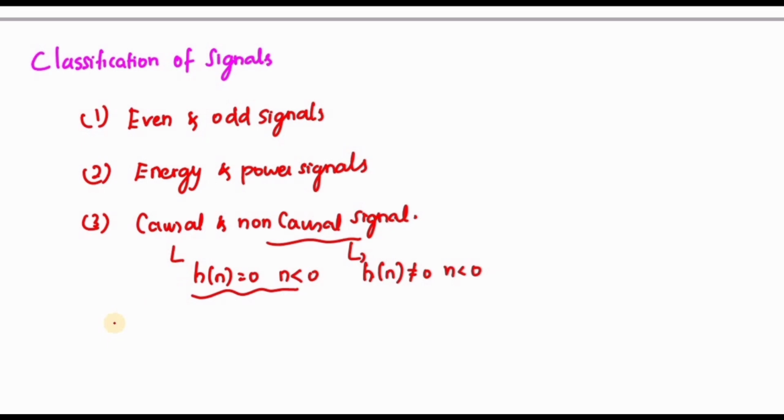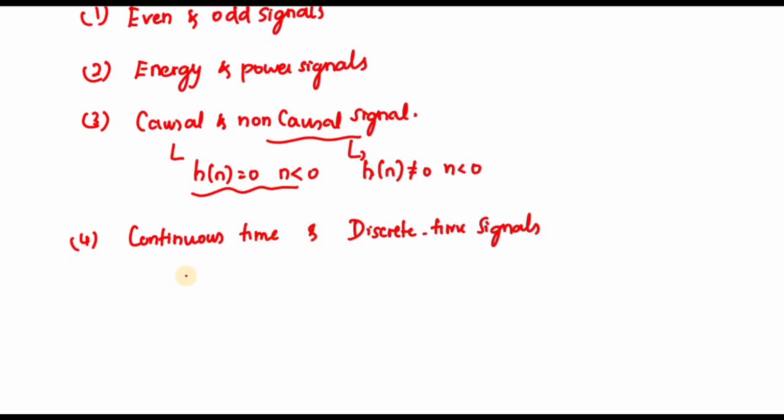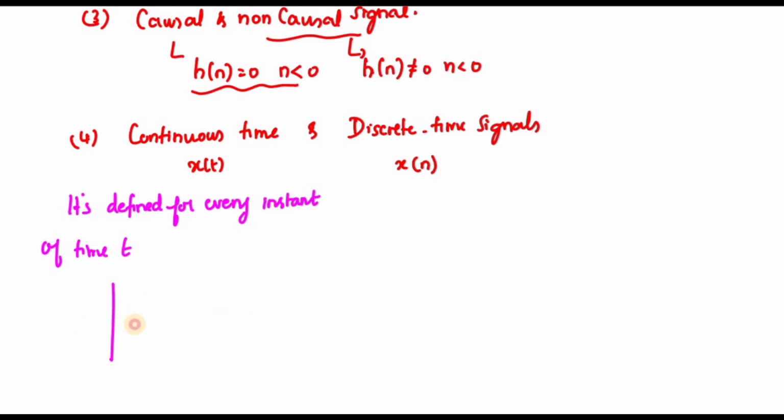Another classification is continuous time and discrete time signal. A continuous time signal is represented as x of t, and a discrete time signal is represented as x of n. The continuous time signal is defined for every instant of time t. You can see for every instant, for 0, 0.1, 0.2, 0.3, even for minus 0.1, I'm getting the values. Whereas a discrete time signal is defined for discrete instants of time.